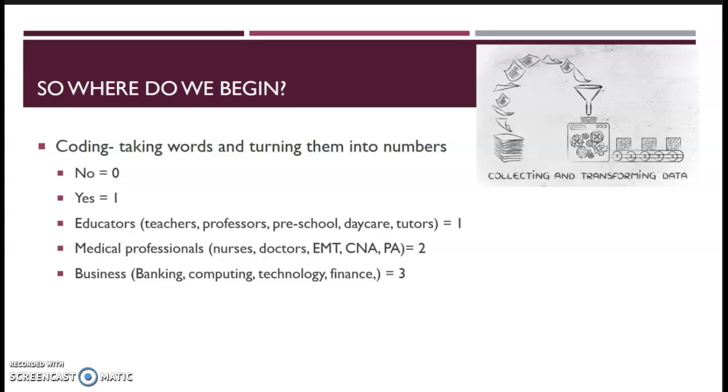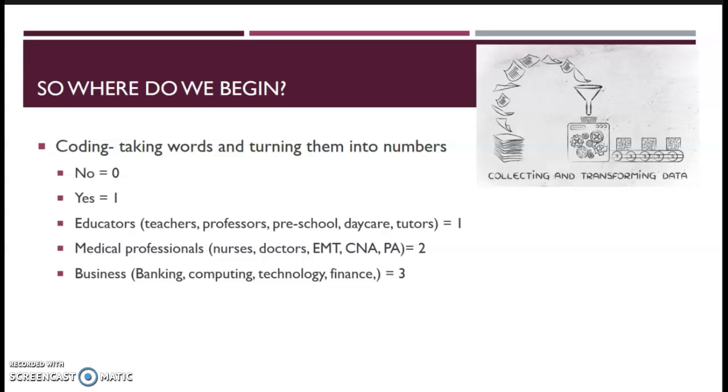Anybody who put any sort of job related to a medical professional, maybe those folks get a 2. Folks who work in business, they might get a 3. So on and so forth. Again, those numbers aren't important. What's important is that you have a rationale and a meaning behind why you pick the numbers that you pick.